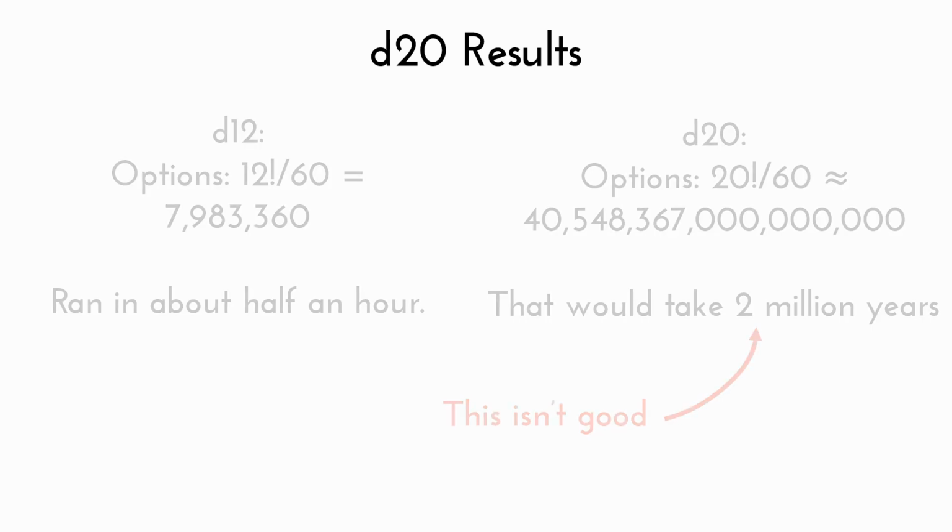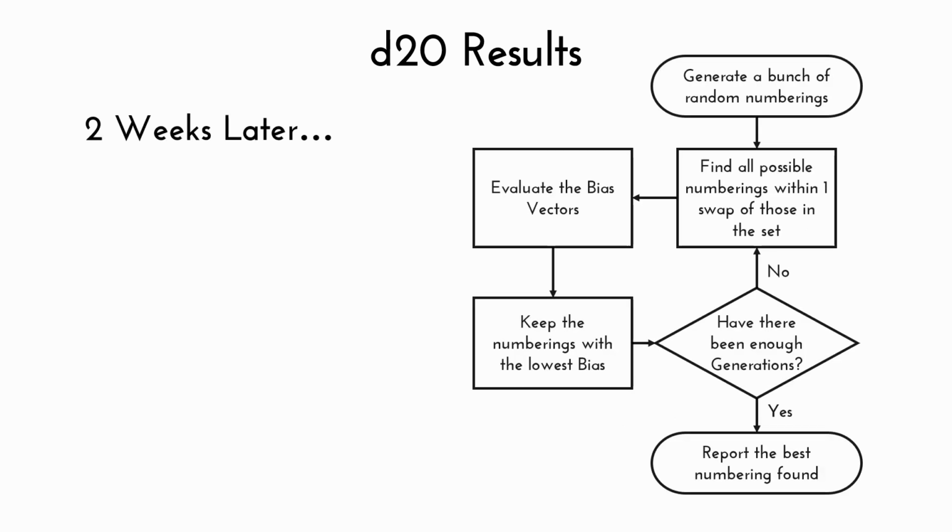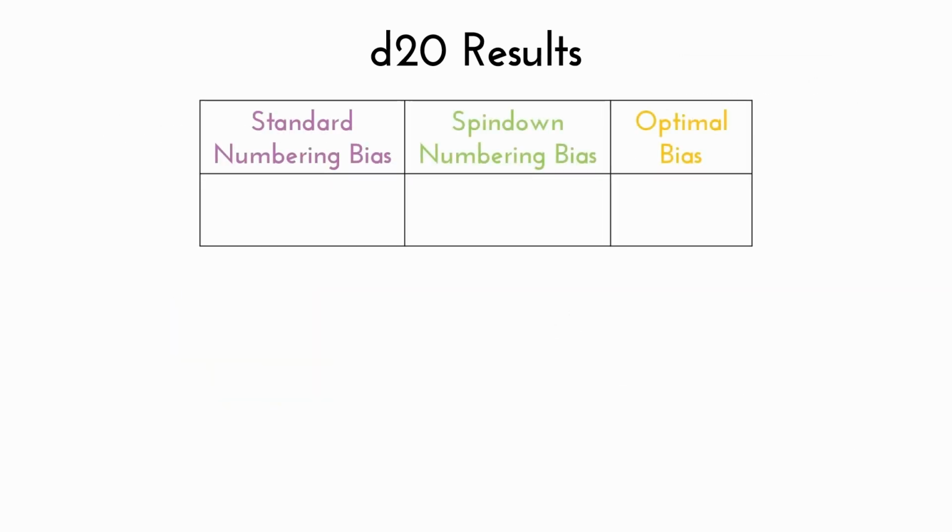I spent about 2 weeks trying to come up with a better way to find the best numbering, eventually landing on a simplified genetic algorithm. For those who are curious, I will leave my terrible Python code in the description, but in short, I finally got it to work. So, here we go. The D20.